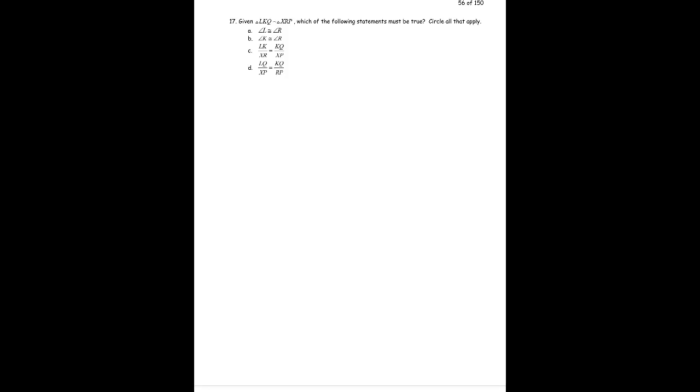Okay, for number 17 here, it is probably most helpful just to give a quick sketch and make sure we do it right. So we're going to draw a triangle LKQ. It doesn't really matter what we draw here. LKQ. And then we're going to draw a similar looking triangle, and we have to make sure we keep our corresponding pieces the same here.